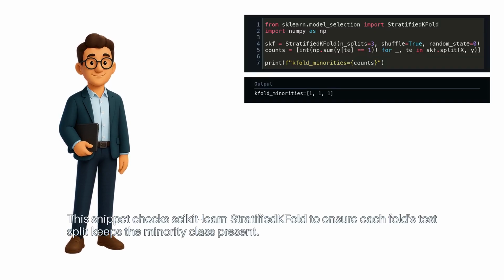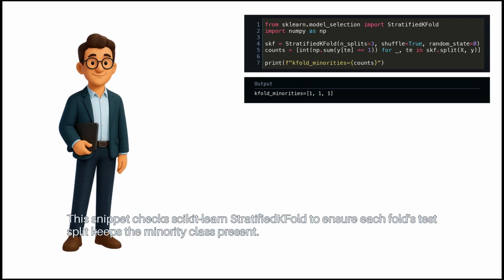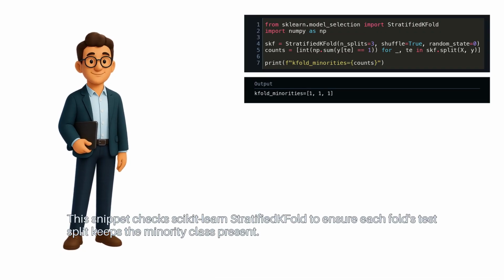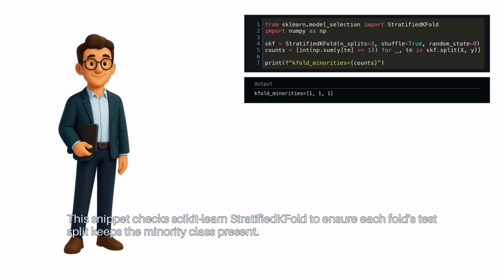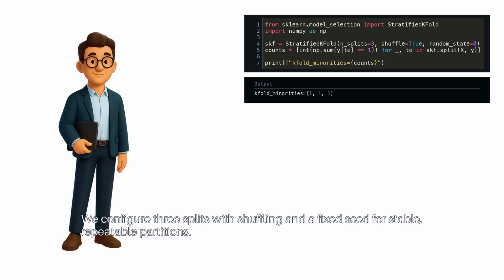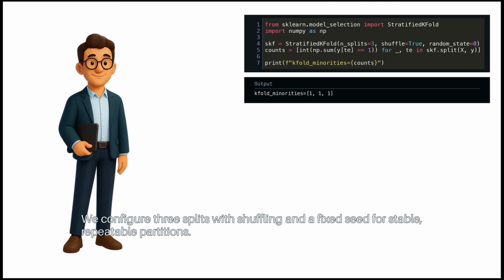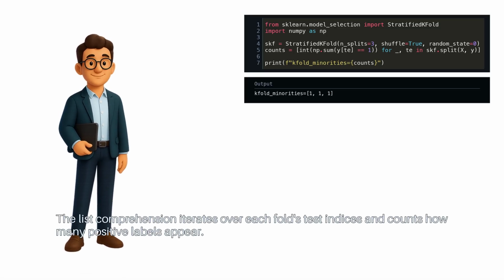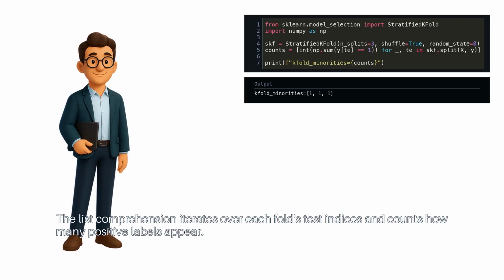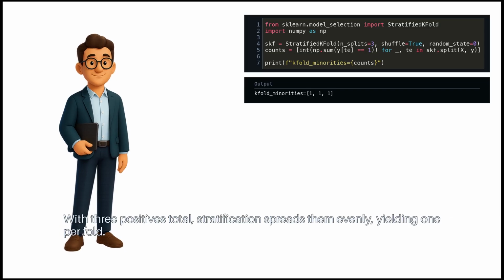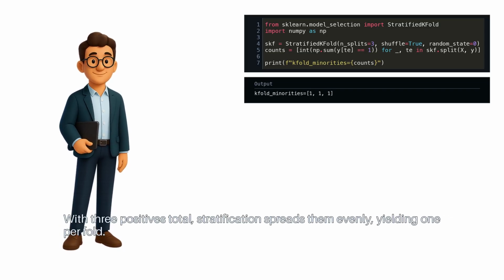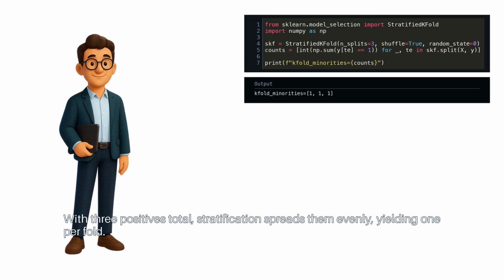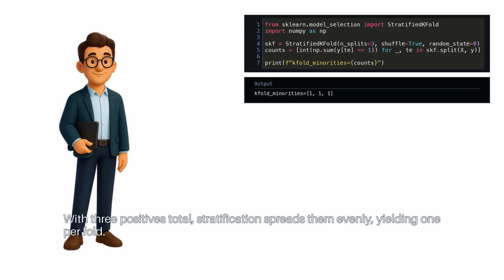This snippet checks scikit-learn StratifiedKFold to ensure each fold's test split keeps the minority class present. We configure 3 splits with shuffling and a fixed seed for stable, repeatable partitions. The list comprehension iterates over each fold's test indices and counts how many positive labels appear. With 3 positives total, stratification spreads them evenly, yielding 1 per fold.